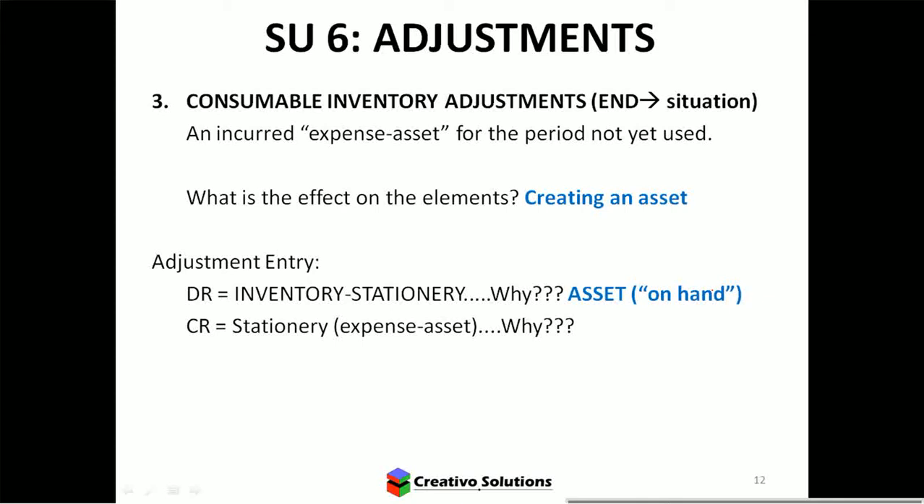Why are we crediting it? That's what's been used. Stationery is too high, too low? Too low? Stationery as an expense is too high. Okay, because have you used all of the stationery? Oh, no. So do you agree it wouldn't be fair to say that I've used all my stationery? Yeah. It would only be fair to say I've used the stationery that I actually have used up, that I haven't.